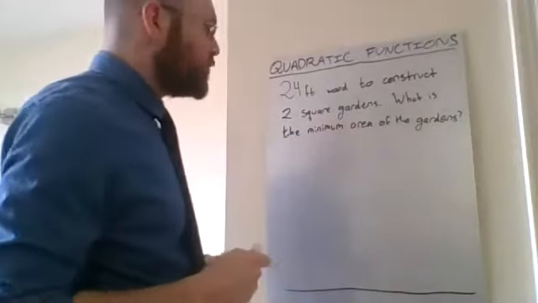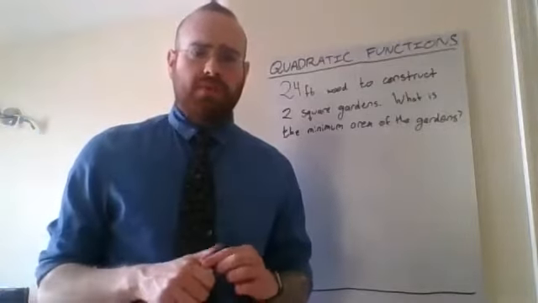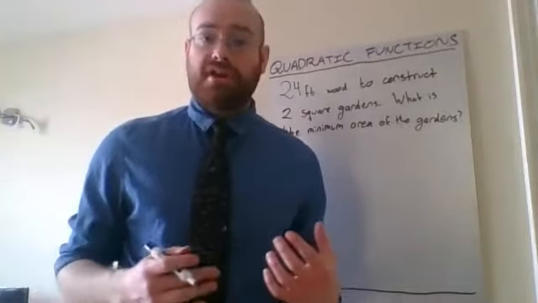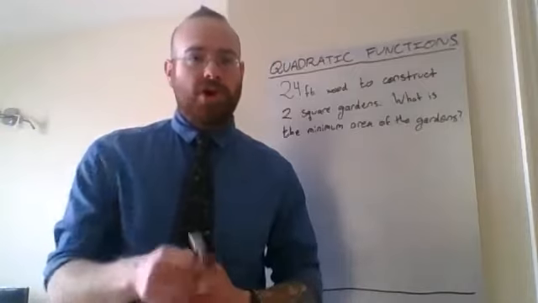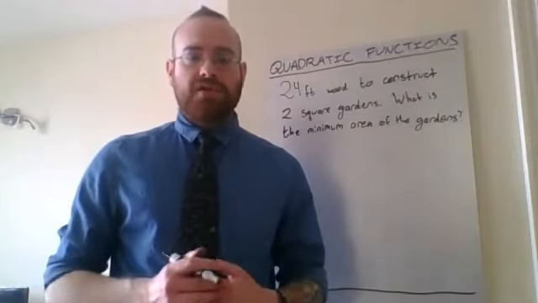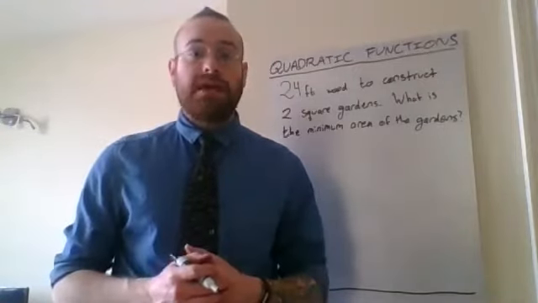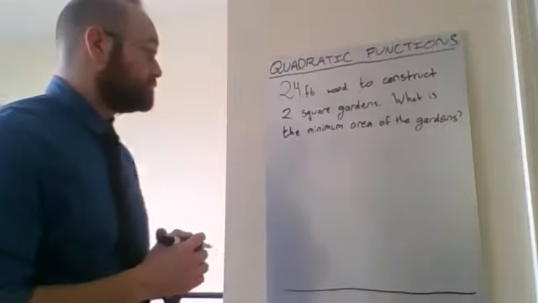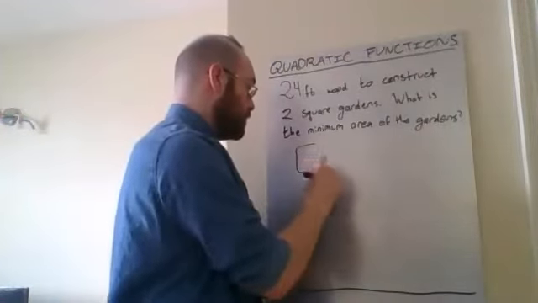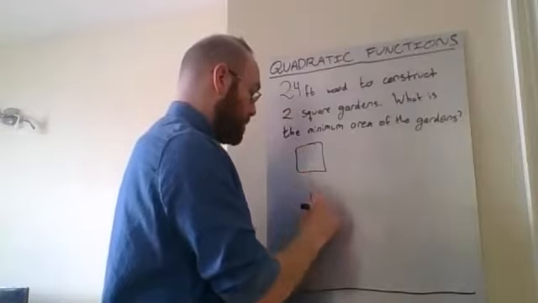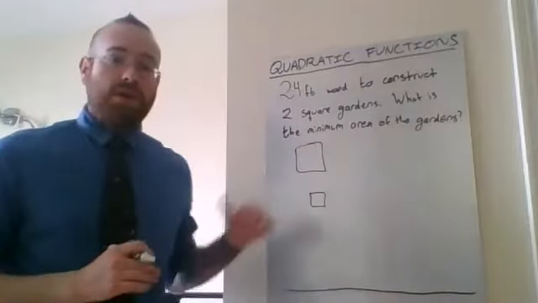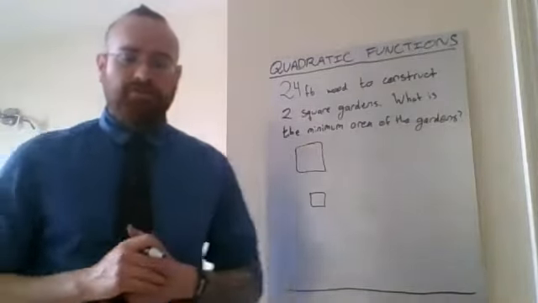As with any type of word problem, it's very helpful to start by drawing a picture. So take a moment, pause the video, and draw a picture of what our 2 square gardens might look like. So now we've got our 2 square gardens.